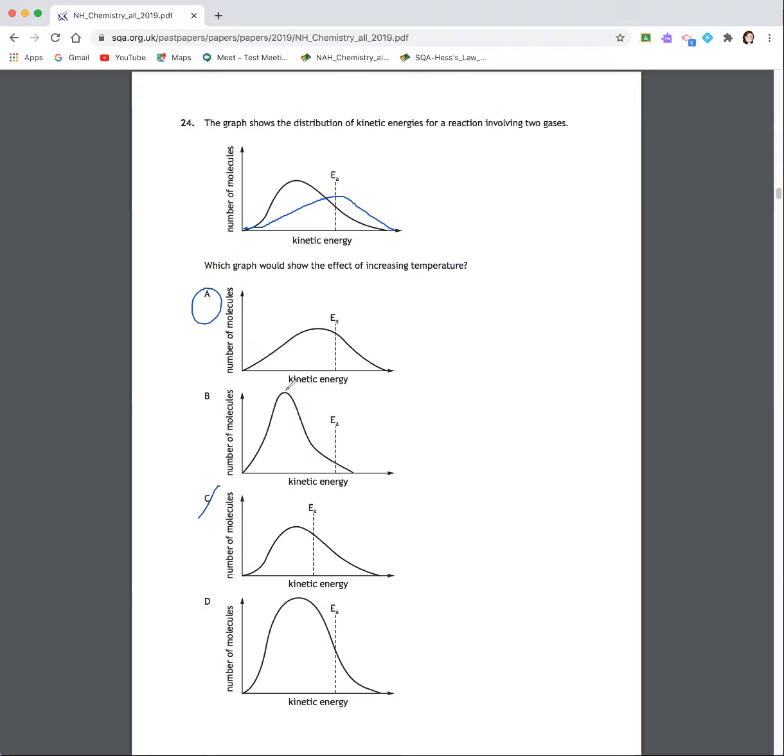Okay, B and D are showing that there are more particles present, because there's more area underneath the curve, and the increasing temperature won't increase the number of your molecules. And B is actually showing a slight decrease in the temperature, because the curve has shifted to the left. So that's not the answer either.